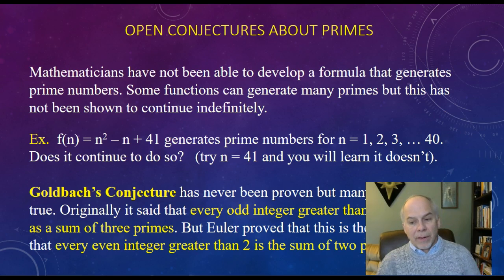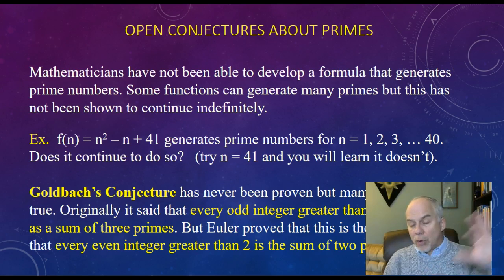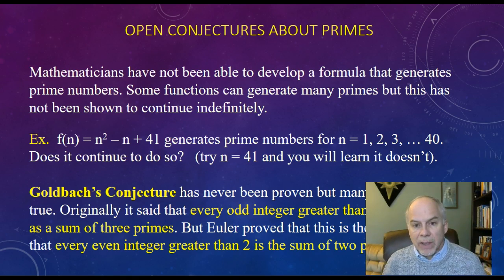Here are some other what are called open conjectures about primes. This means something that mathematicians have not yet been able to prove, but they think is probably true. Now, mathematicians have not been able to develop a formula that always generates prime numbers. They would like to have a formula that will always generate prime numbers, but they don't have such a formula.